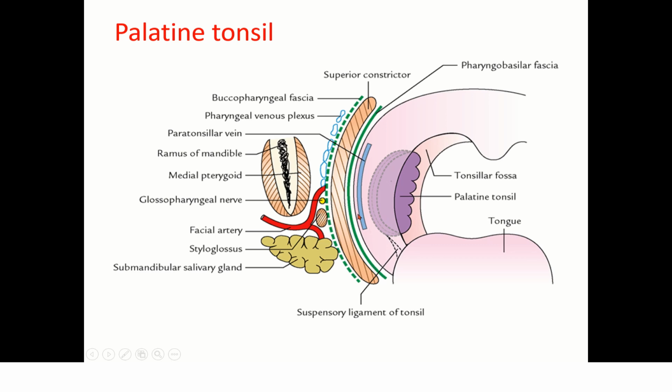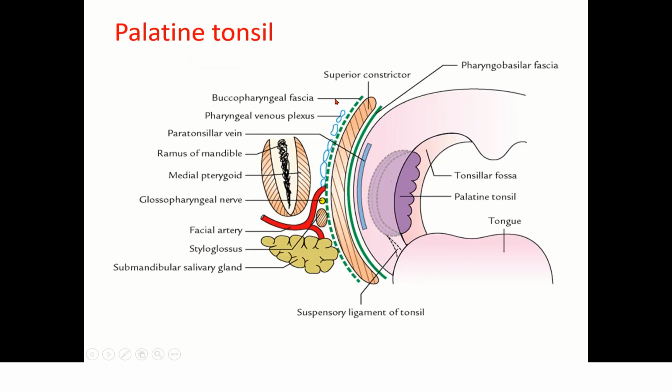You can see the paratonsillar vein in the peritonsillar space. You can see outside this the pharyngobasilar fascia, superior constrictor, and buccopharyngeal fascia. You can also see the styloglossus and the glossopharyngeal nerve. Still outside that, you can see here, this is the medial pterygoid muscle and the mandible, and this will be the masseter. This will be the submandibular salivary gland.